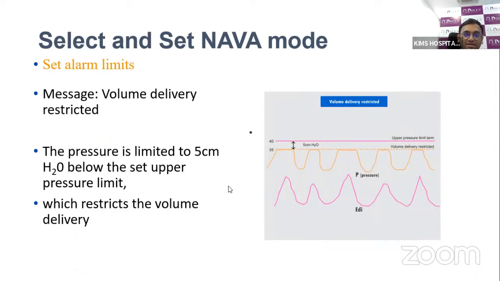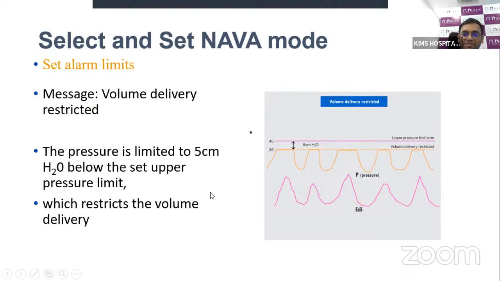There's a check present in order to avoid excessive volume delivery. We may not even allow a transient increase in the tidal volume. So there will be a pressure limit check, similar to our volume control ventilation, where we need to keep around 5 centimeters of water of pressure above your upper pressure limit.